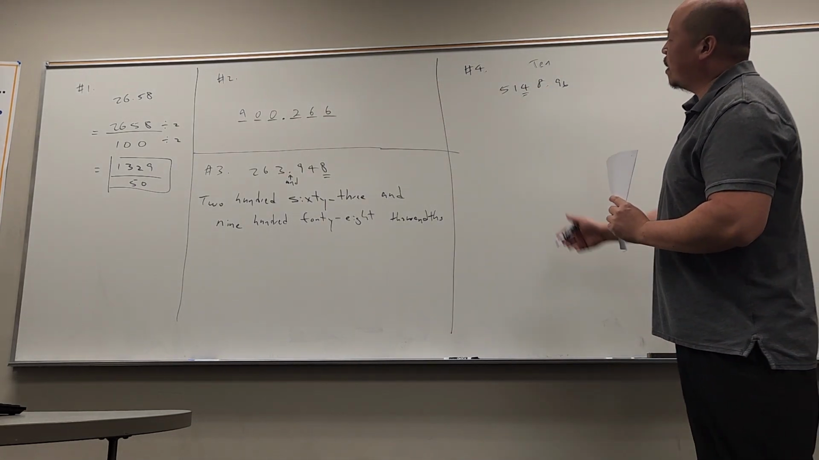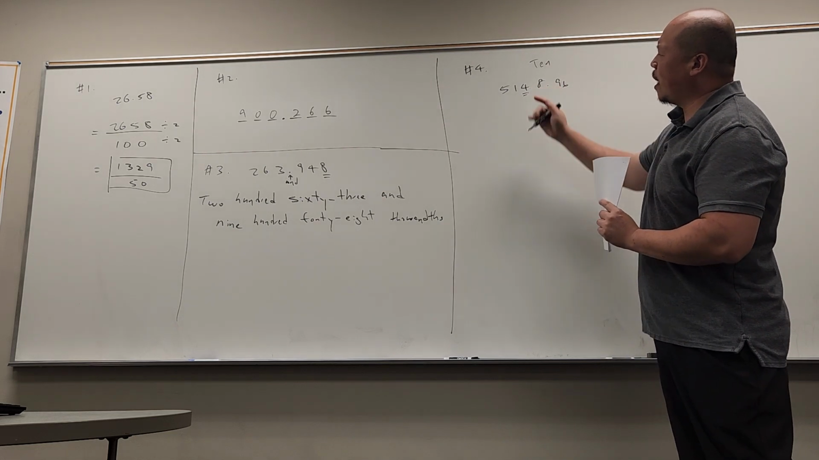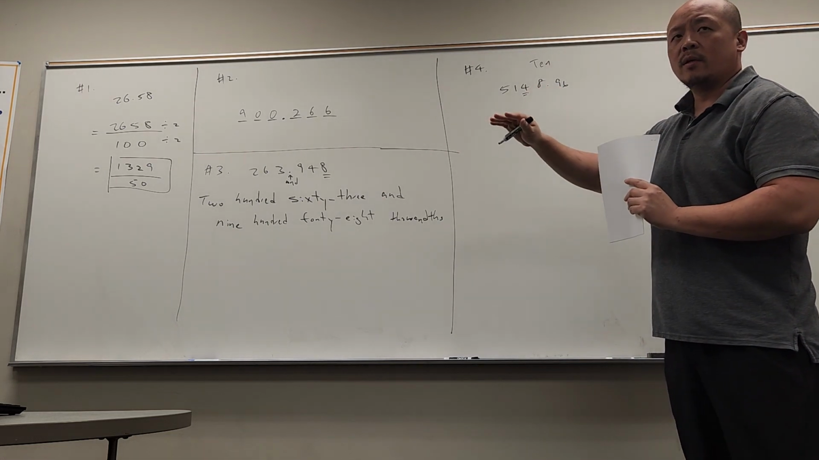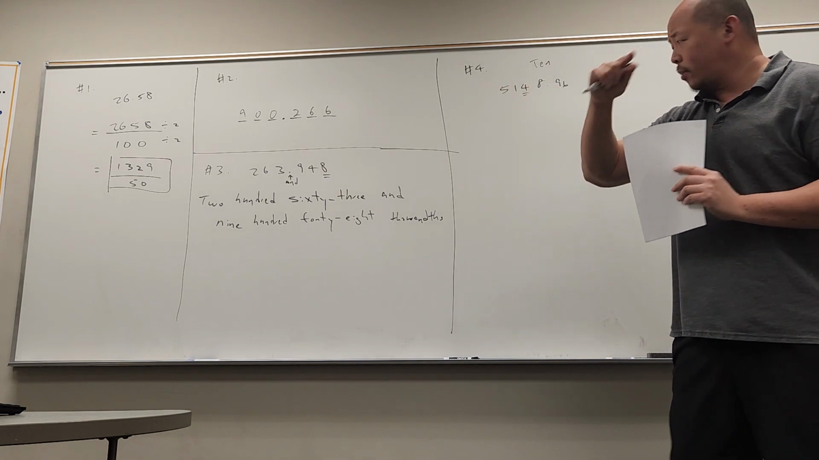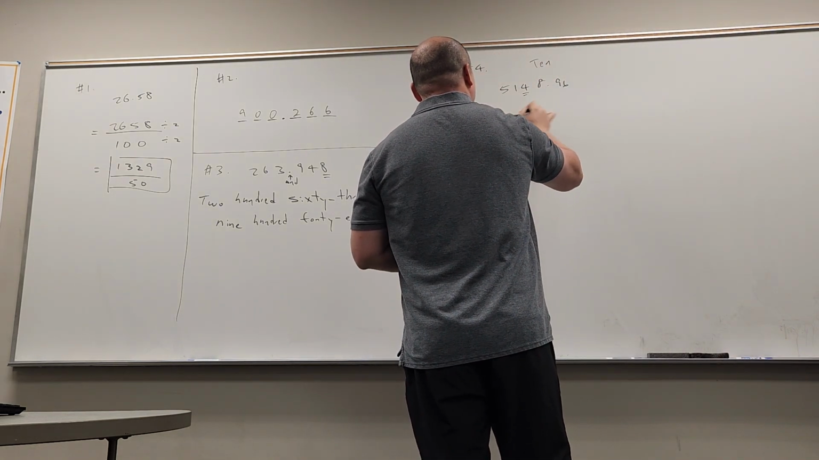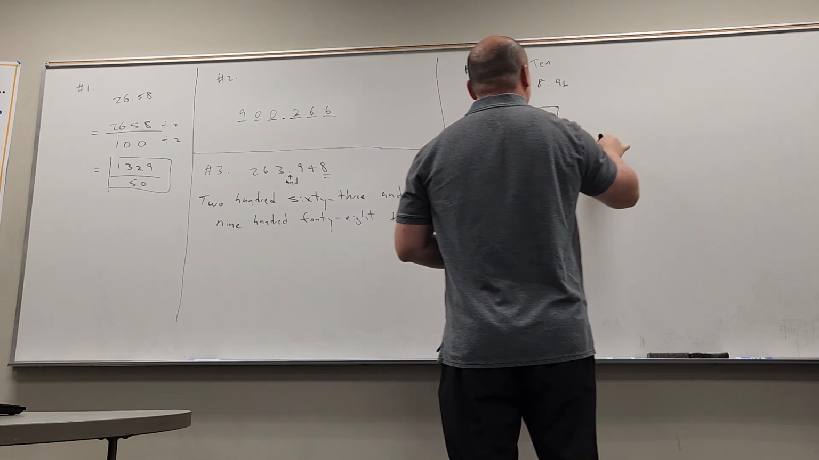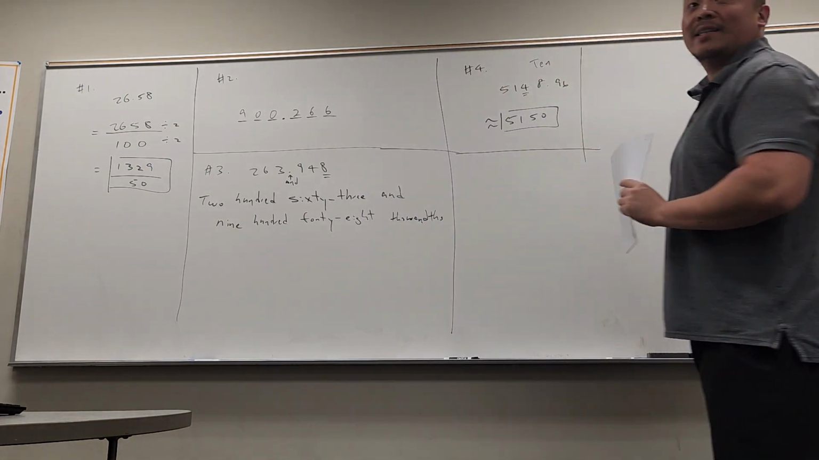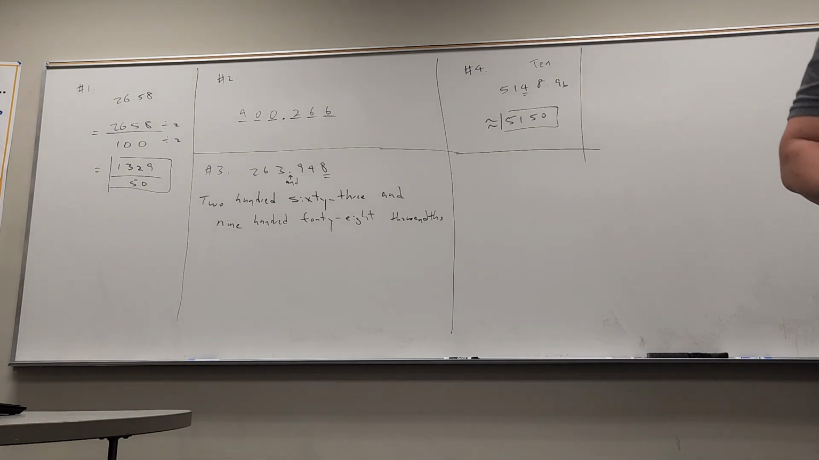So now the question is, the 8, would that bring it up to a 5 or keep it the same? Well, 8 will bring it up a little bit, right? So it will be 5,150. That's it. This one's not too bad. It's just easy to get it wrong if you're not careful with this thing.